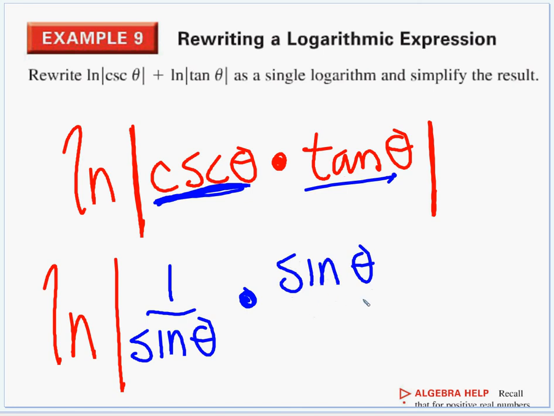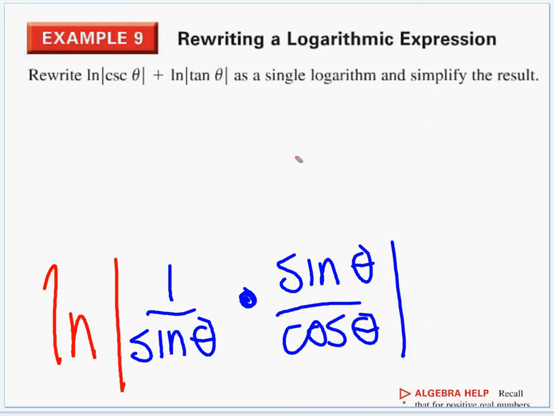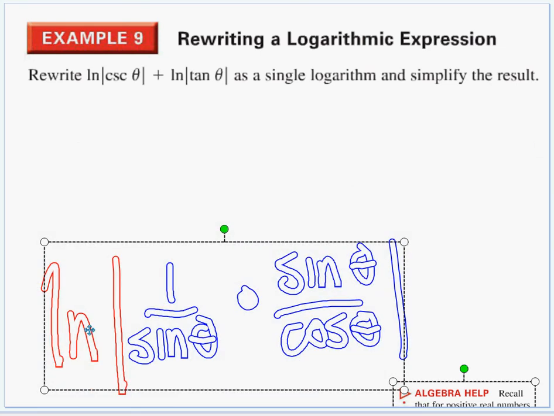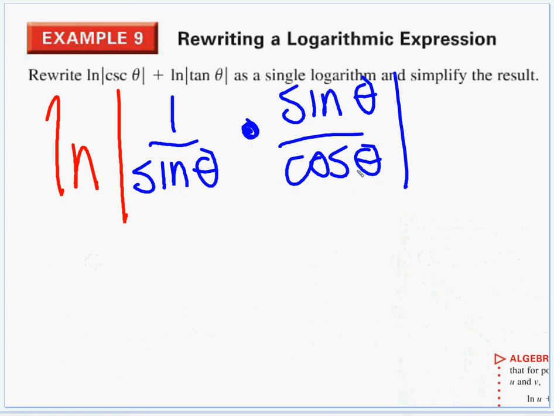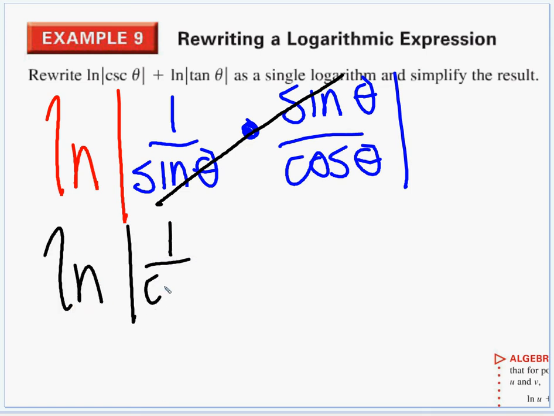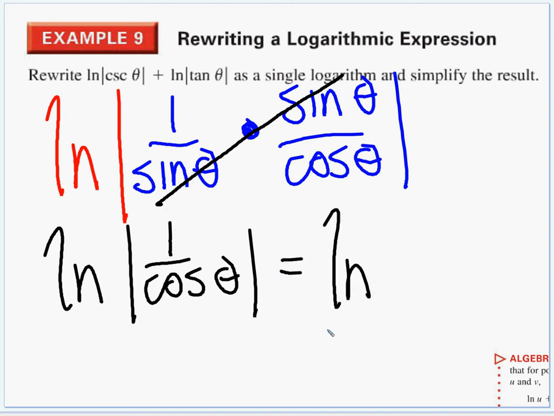Ooh, look at that. So we are going to have a cancellation on the diagonal. Let me move this up here. So on the diagonal, those are going to cancel. So we are left with the natural log of 1 over cos theta. And what is 1 over cos? That's secant. And let's keep the absolute value bars on there to make sure it stays positive. Natural log, absolute value of secant.